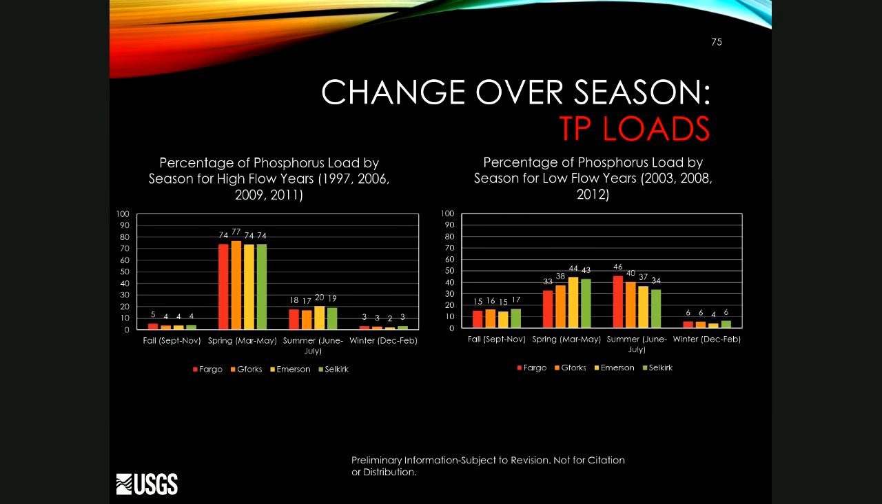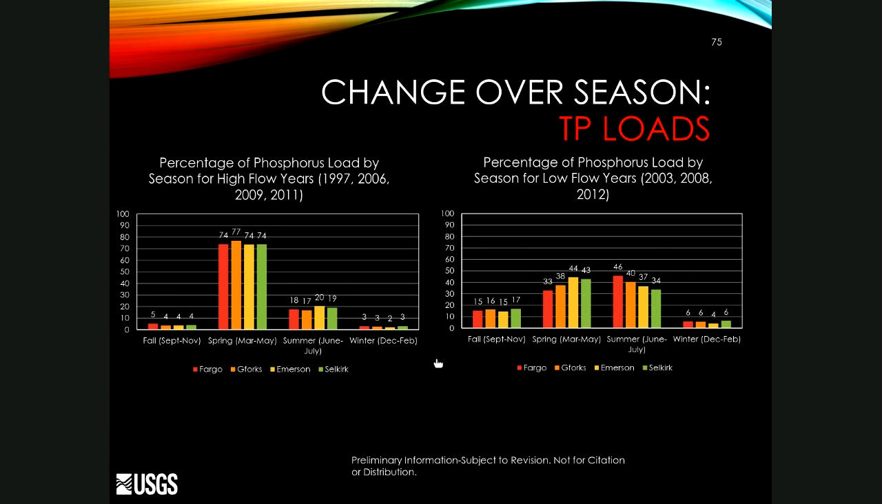So then, still looking at loads, but we're presenting them a little bit differently here. How are they changing throughout the year? And we're presenting that as a percentage. So this is showing the percentage of the annual load that is coming per season. If you look at the high flow years, I selected 4 high flow years, and it looks like 75% of the annual load is basically being contributed during the spring, what I called spring, so March through May.